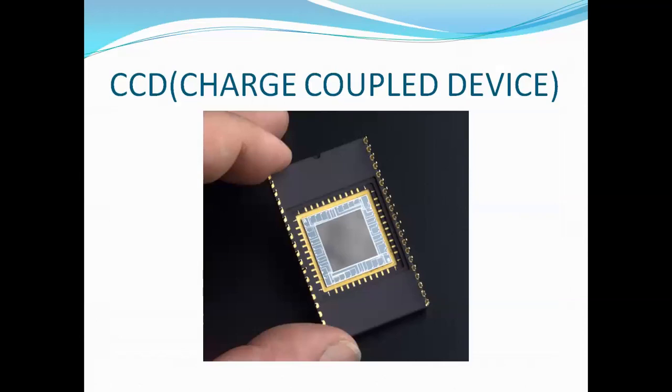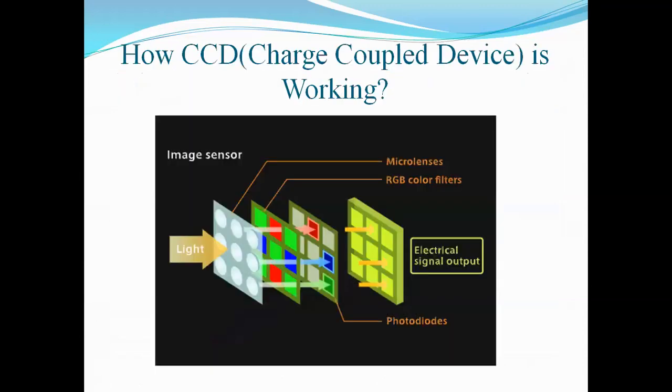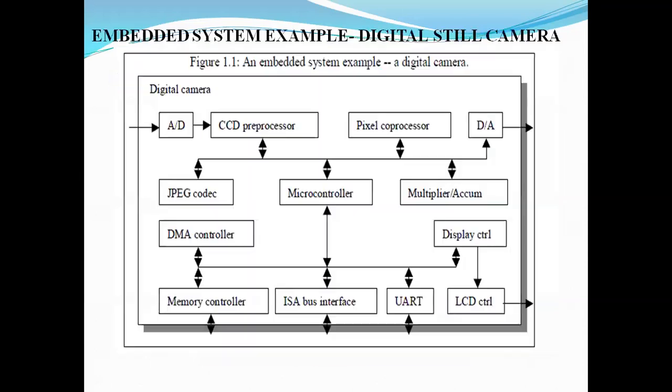This IC is present in a digital still camera. So what is the operation behind the charge coupled device? When light comes through the image sensor, it converts that signal into an electrical signal output. That is the basic principle behind the CCD, right? Okay. Next, we have the pixel coprocessor. The pixel coprocessor will control the JPEG codec, microcontroller, and the multiplier and accumulator. Finally, the digital to analog converters will produce the output.